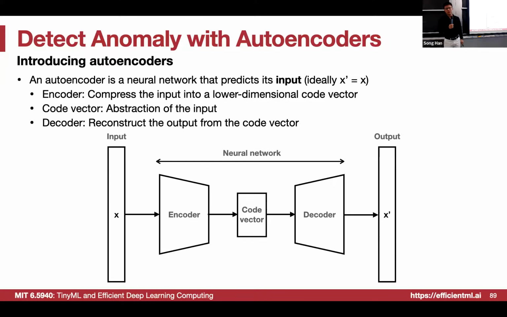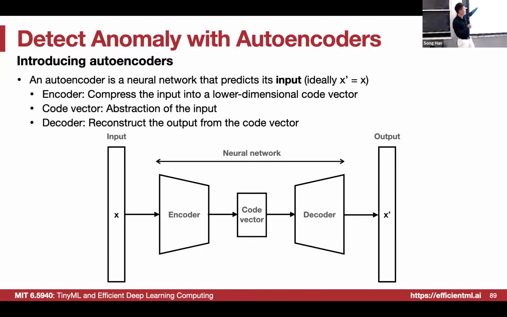A very commonly used technique for such anomaly detection is to use autoencoders. So what is an autoencoder? An autoencoder is a neural net where the output is the input. You feed it with the input and it tries to reconstruct this input. It has two components: the encoder and the decoder. The encoder tries to compress this high-dimensional input into a lower-dimensional code vector. This is a pretty big dimension, and this is a much smaller dimension.